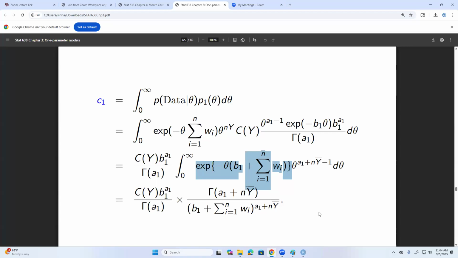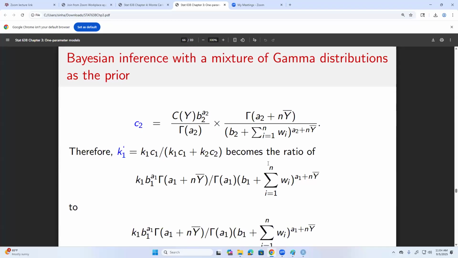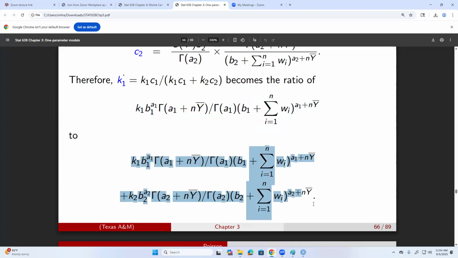And the problem is often you don't have the analytical form like I have of this integration. So Monte Carlo integration is the topic of chapter 4, next chapter. C2, the other constant, is also obtained like this, and you obtain this formula. So K1 prime equal to K1 C1 over K1 C1 plus K2 C2 becomes the ratio of this guy to this entire thing.